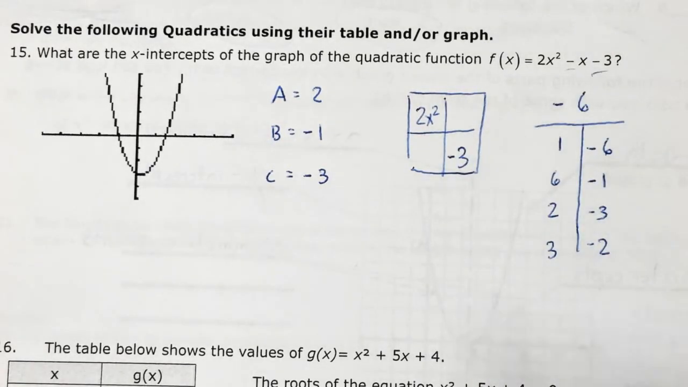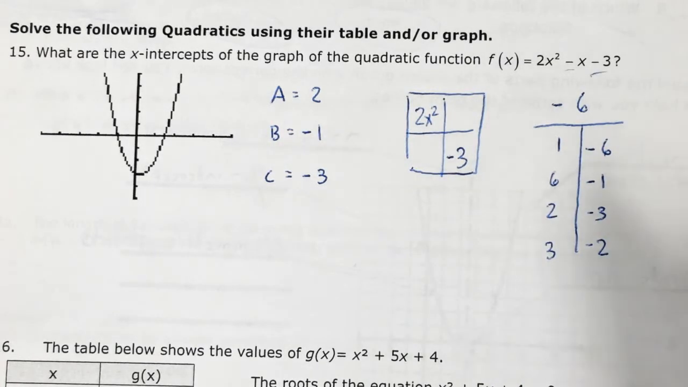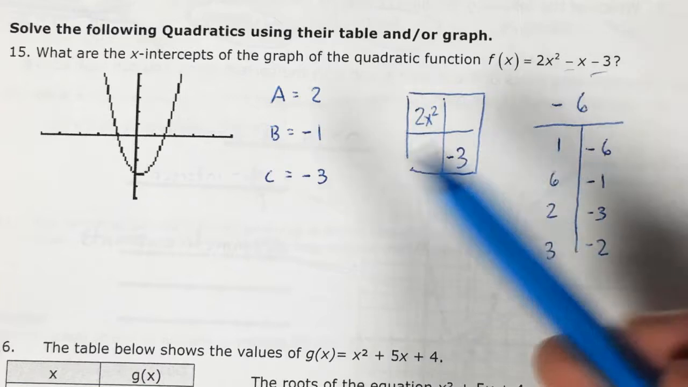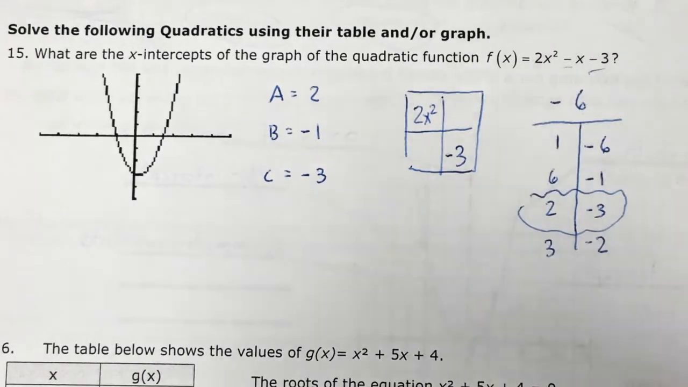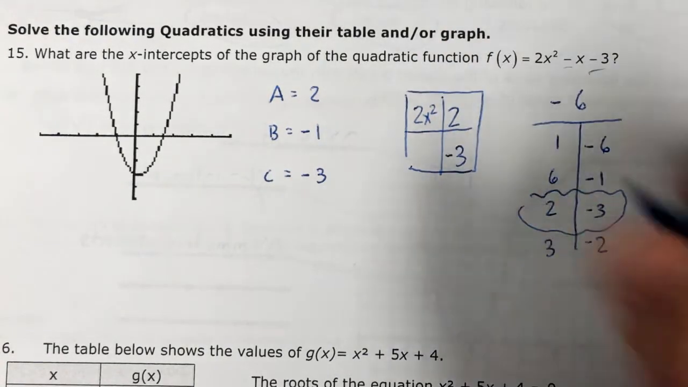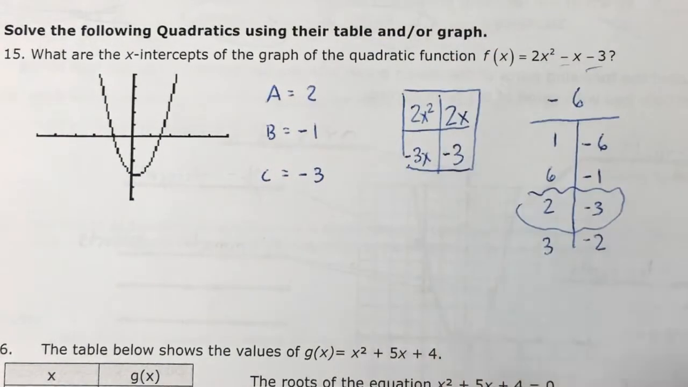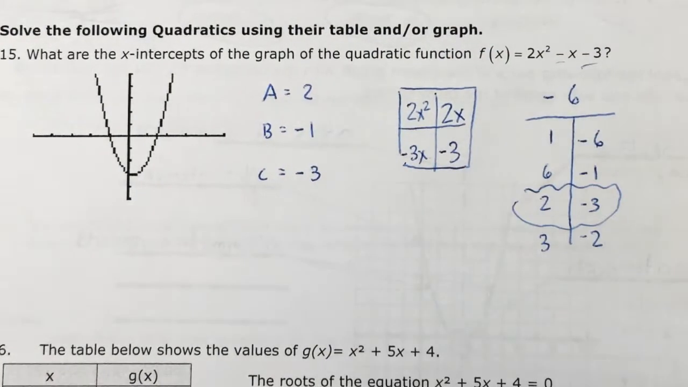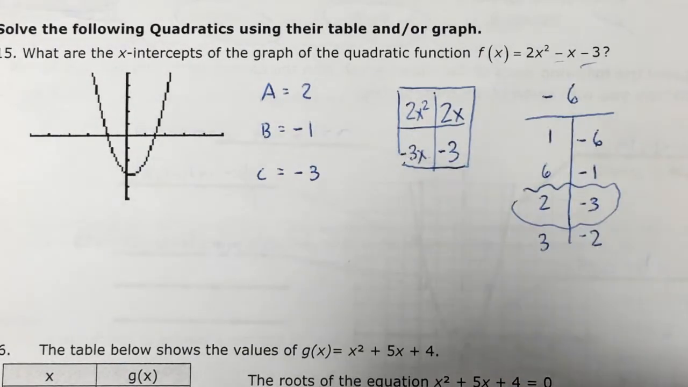And remember, I want to see which one adds up to equal my B value. Which one of these pairs adds up to equal -1? Cha-ching, my 2 and my -3. It doesn't matter what order I put them in. I put my 2x here and my -3x here. Don't forget to put those x's with them. Again, it doesn't matter if I put the 2x here and the -3x there. You'll get the same answer.